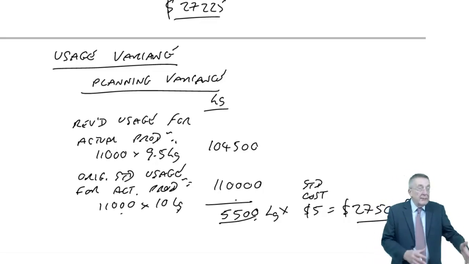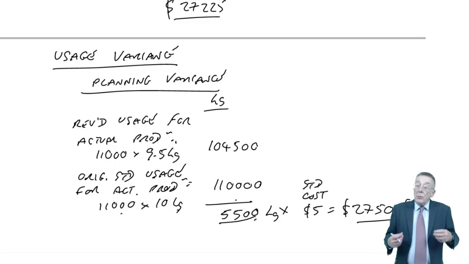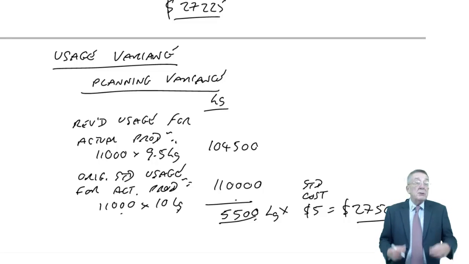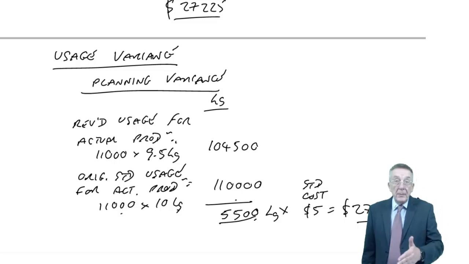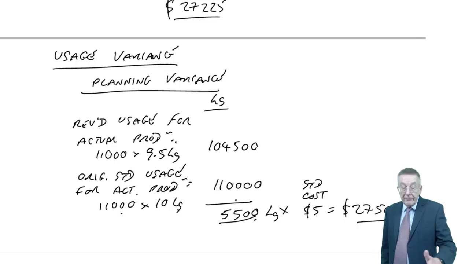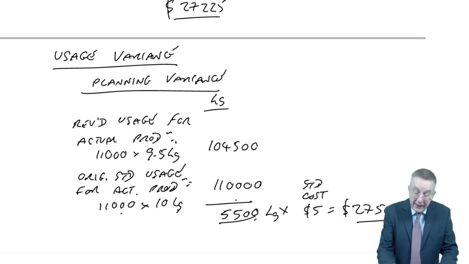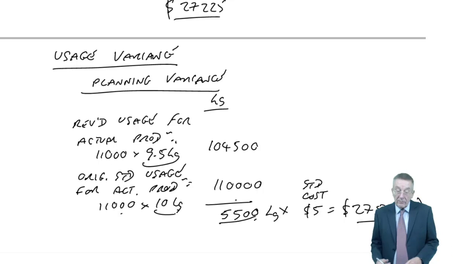But that's the planning variance. We've changed the way we're using the material. We originally expected 10 kilos a unit. Fine, we now only expect 9.5 kilos a unit. That's what we should be achieving. Again, by all means, take shortcuts rather than write it out in full. It's 11,000 kilos. The saving is half a kilo per unit. So 5,500 cost out at standard.